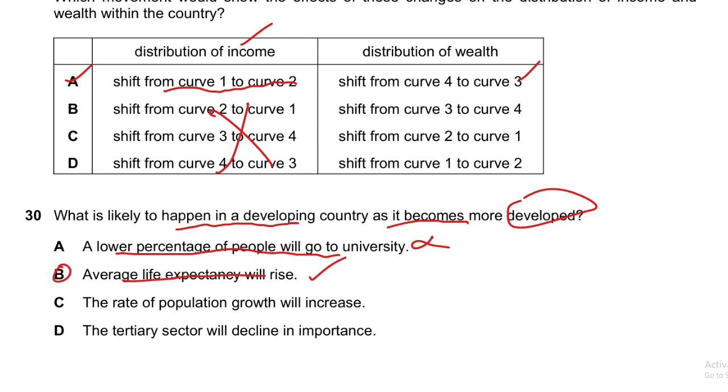However, I'm explaining the others as well. The rate of population growth will increase. So it is incorrect because the rate of population growth is controlled when a country becomes developed, right? Because of better facilities, health facilities. The tertiary sector will decline in importance. This is also incorrect because when a country becomes developed, the tertiary sector increases in importance. So option A is incorrect.